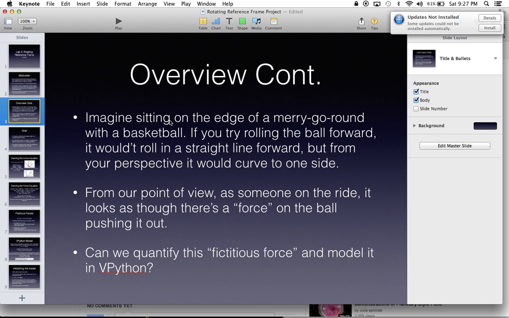So imagine you are sitting on the edge of a merry-go-round with a basketball. If you try rolling the ball forward, it wouldn't roll in a straight line relative to you, but from your perspective, it would curve to one side. I think that's easy to imagine. From our point of view, as somebody on the ride, it looks as though there's a force on the ball pushing it out. From the point of view of someone on the ground, there's no force. It's just moving in a straight line, but since it's curving from our point of view, it looks like there's a force. So can we quantify this fictitious force and model it in VPython?